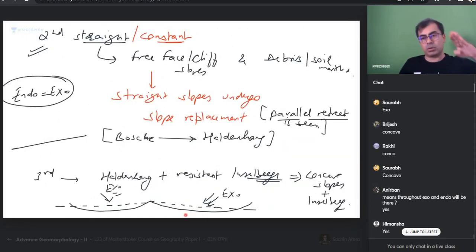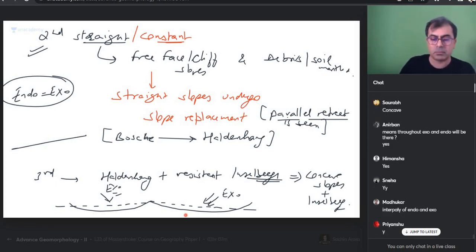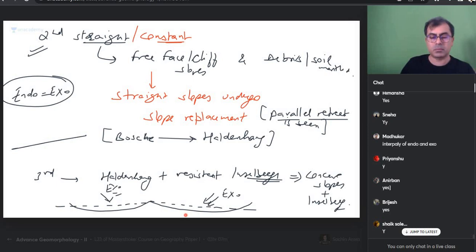Do you understand what is Bosch? Do you understand what is Heldenhang? Do you understand what is slope replacement? तो पहले स्टेज में क्या होगा? पहले बिल्कुल ही Davis कि पहले तो डाउन कटिंग ही होता है. पहले what will happen? Down cutting will happen. First down cutting will happen, and later on things will change.